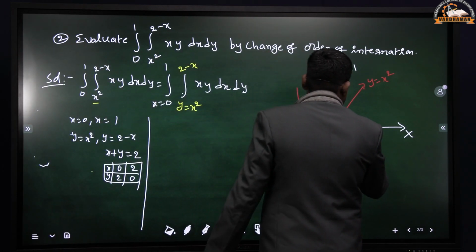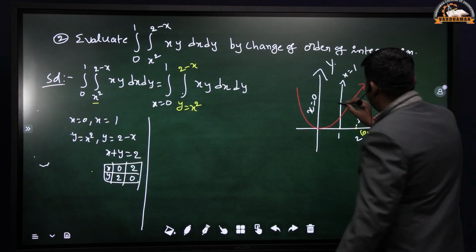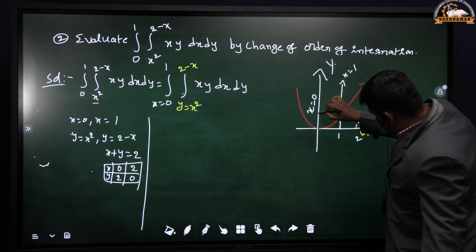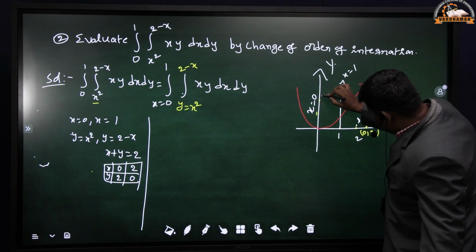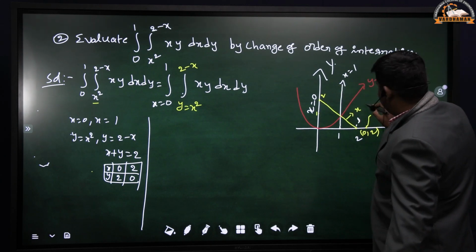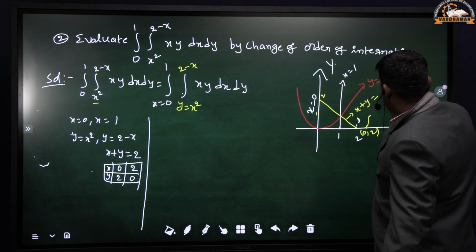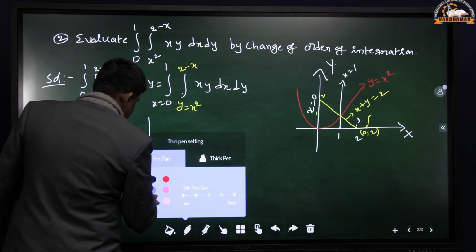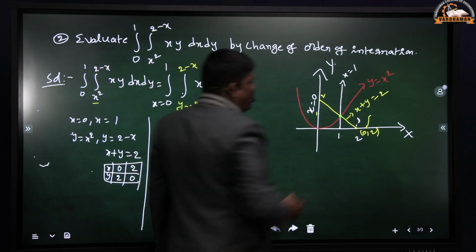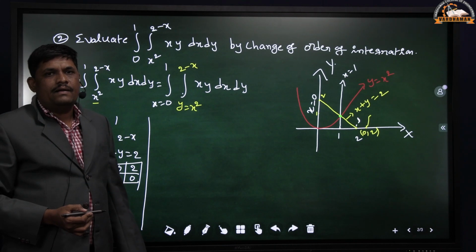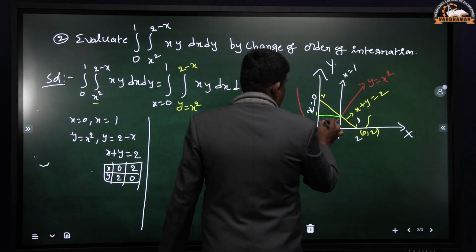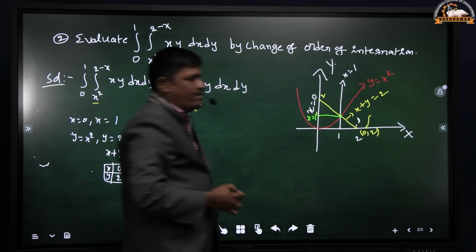So here this is 0 comma 2 and this is somewhere here. If it is 1 with equidistance, then this is 2. Then you are going to get this line, x plus y is equal to 2. There is beauty here, the intersection point. Look at this intersection point. All are meeting at 1 comma 1. So this point is y is 1. This point is y is 1.